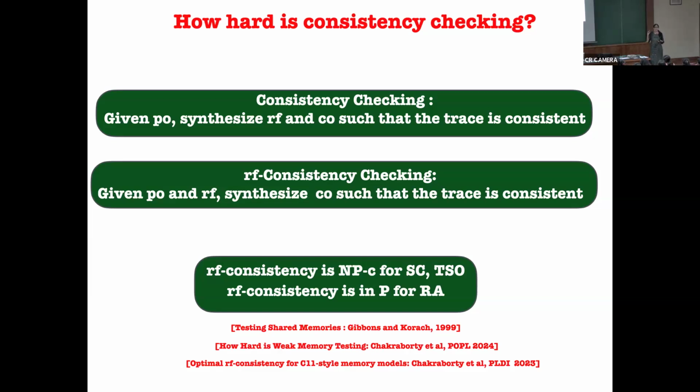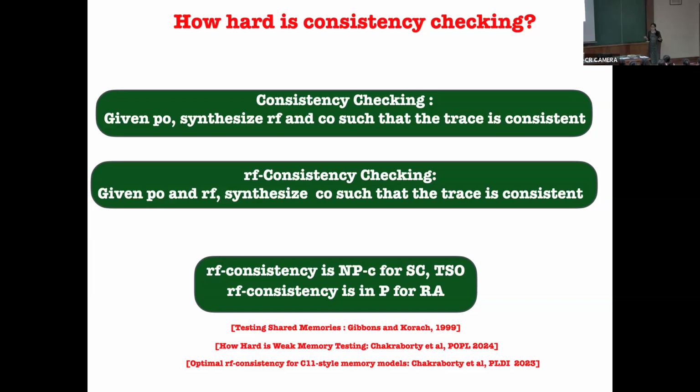What I'll do in the next 3 or 4 minutes, whatever it is, I'll show you a sketch of why this is NP complete for sequential consistency. I don't think I have time to talk about this polynomial time for RA. I have slides for that, but I'll not go through that and I will close. So how do we think of doing this NP completeness for sequential consistency?